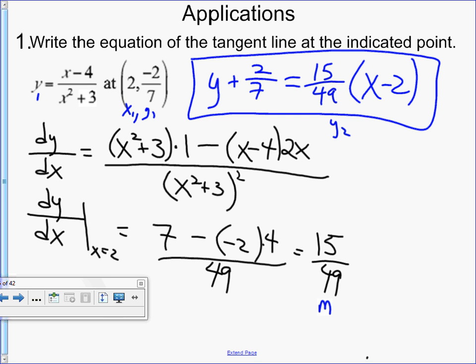That's one of the first applications. We got all these rules, but now we can write equations of tangent lines to graphs anywhere we want. Let's try another.